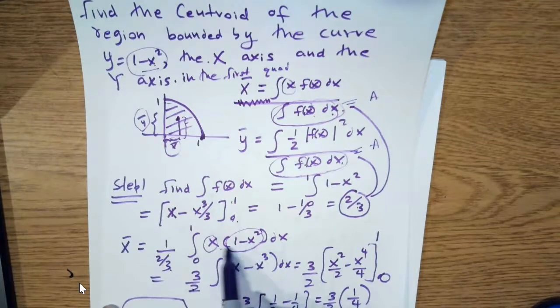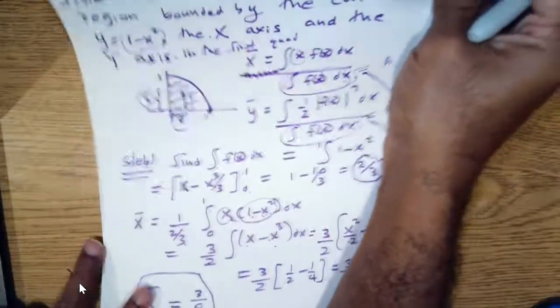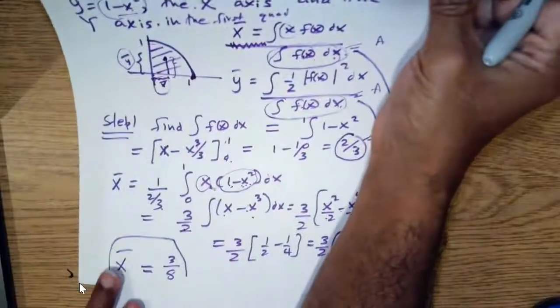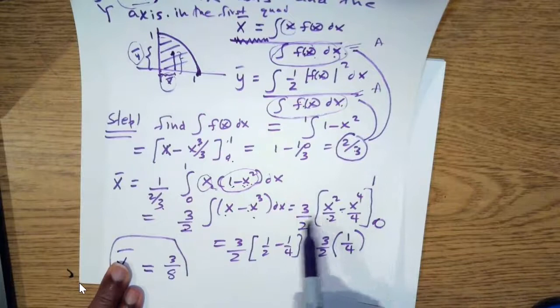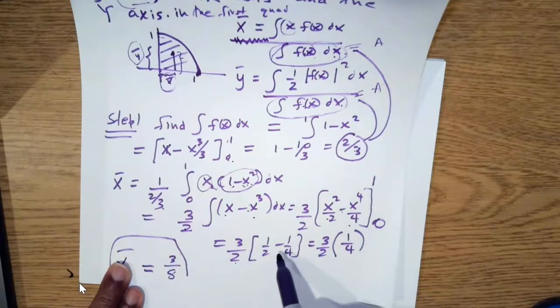And now, how do you integrate this one? Well, it's a polynomial, so the easiest way would be to just distribute the x. So if you distribute the x, you get x minus x cubed in the integral. So now we have 3/2, and then the integral of x is just x squared over 2 minus the integral of x cubed, which is x to the 4th over 4. And then when you plug in the limits, 3/2 and then you put 1, you get 1/2 minus 1/4.